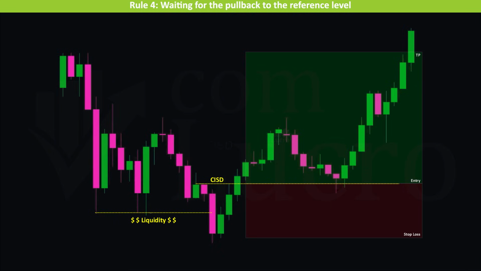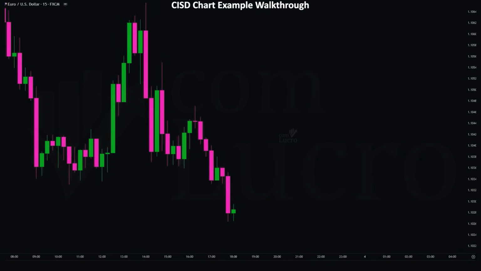By following these rules, ensuring the CISD occurs at a key level, observing participation and delivery confirmation, and waiting for a retracement, you increase the chances of identifying high-quality trade setups with strong potential while controlling risk. Now that we've explained what the CISD pattern represents and the conditions required to apply it effectively on the chart, let us look at some real chart examples to see how these concepts work in practice.